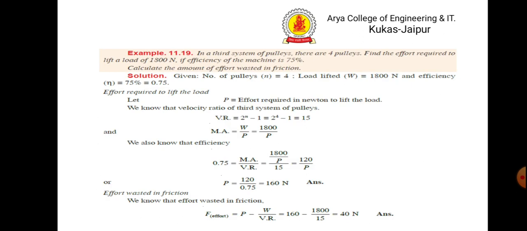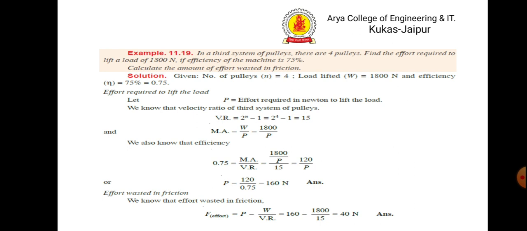Now let us take one example. So in the third system of pulleys, there are 4 pulleys. You will have to find the effort required to lift a load of 1800 Newton. Efficiency is given 75%, and you will have to calculate the amount of effort wasted in friction. So number of pulleys N equals 4, W equals 1800 Newton, efficiency is 75%. So if P is the effort required to lift the load, then the velocity ratio for this will be 2 to the power N minus 1. Here N equals 4. So velocity ratio is 15.